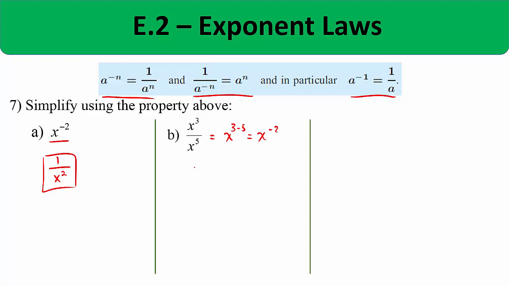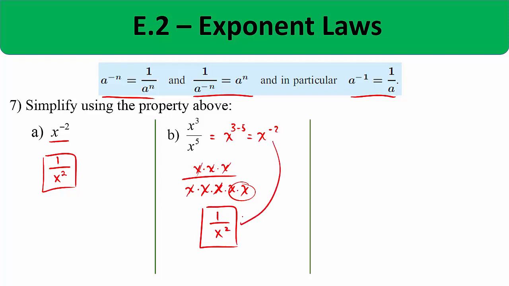Let's write this another way. If I had x times x times x over x times x times x times x times x, so 3 x's in the numerator, 5 in the denominator, it looks like 3 of these x's would cancel, and I would be left with 2 x's in the denominator, or 1 over x squared. So this is another way that shows us that x to the power of negative 2 is the same thing as 1 over x to the power of positive 2.